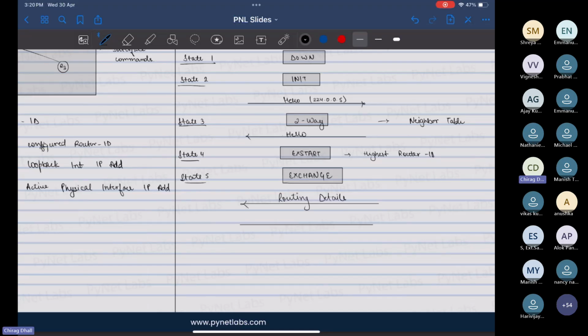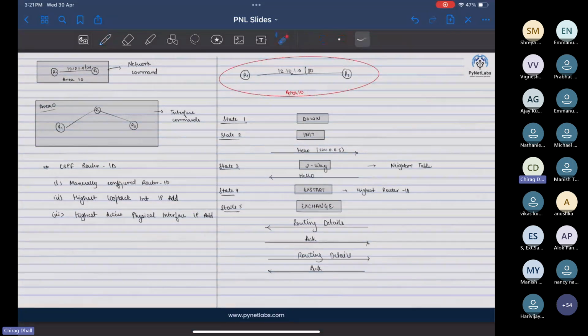These routing details will be acknowledged by router 1, and R1 will also send routing details to R2. These are then finally acknowledged by router 2. This is how the routing updates are exchanged. Clear, guys? Yes, Sayed. If there is no manual configuration, as I have mentioned already, the highest loopback IP will be considered as router ID, or otherwise the highest active physical interface IP address will be considered as router ID.